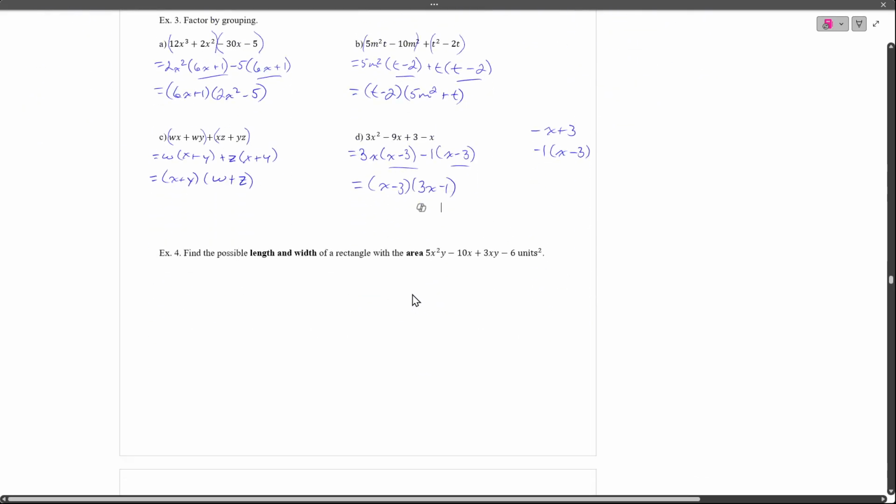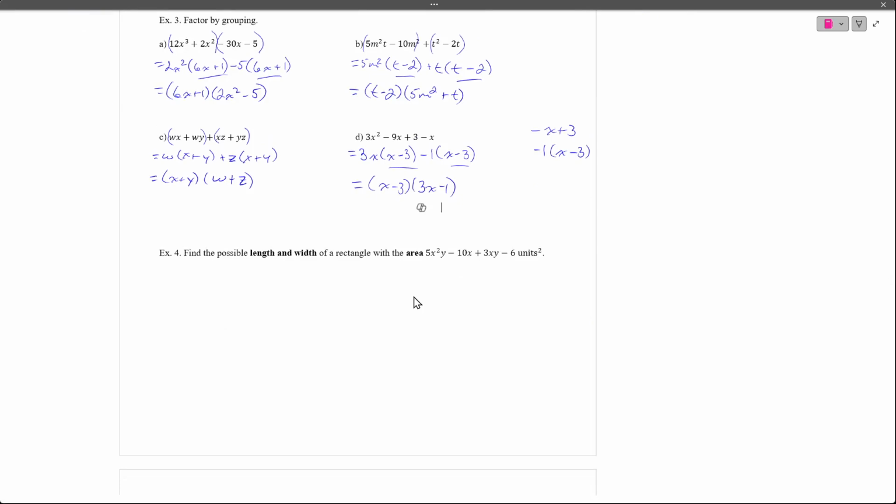So the next piece is kind of a word problem where we have to understand what we're actually trying to do. It says, find the possible length and width of a rectangle with the area 5x squared y minus 10x plus 3xy minus 6 units squared. It has an area, so it's telling us the area is equal to this whole thing: 5x squared y minus 10x plus 3xy minus 6. We also know that area is equal to length times width, so somehow this whole thing is length times width.